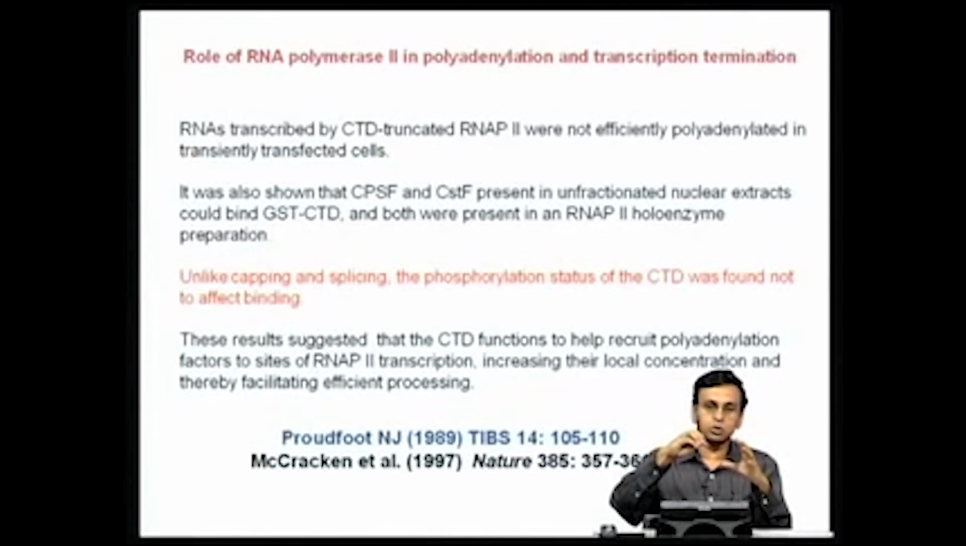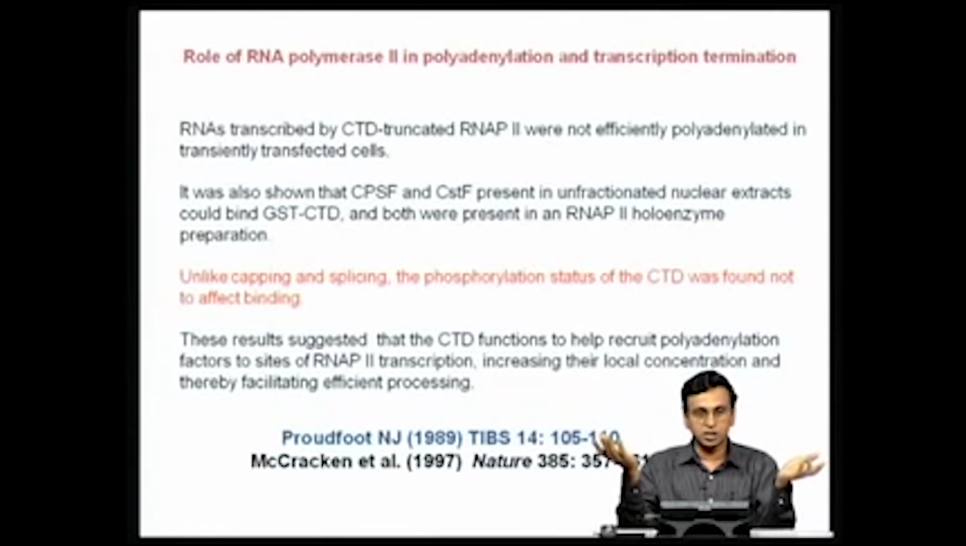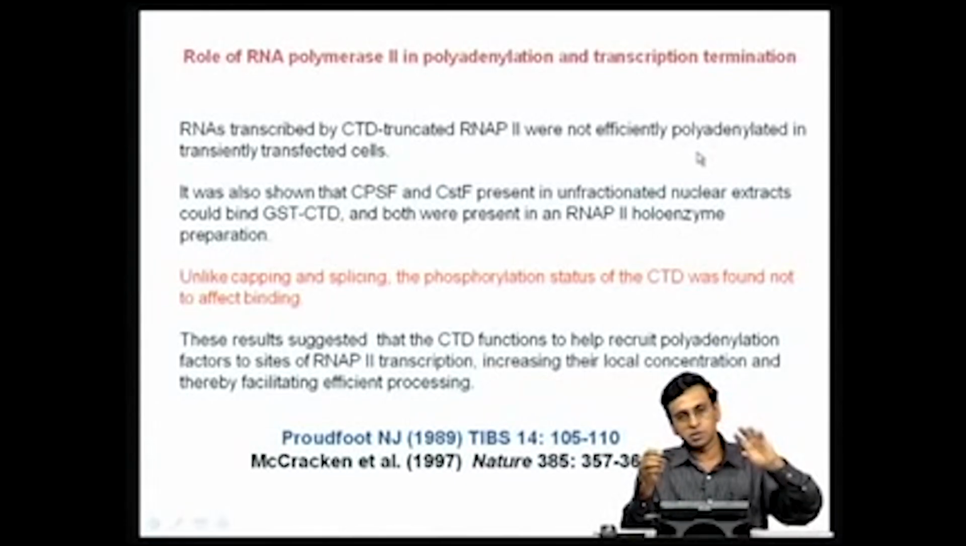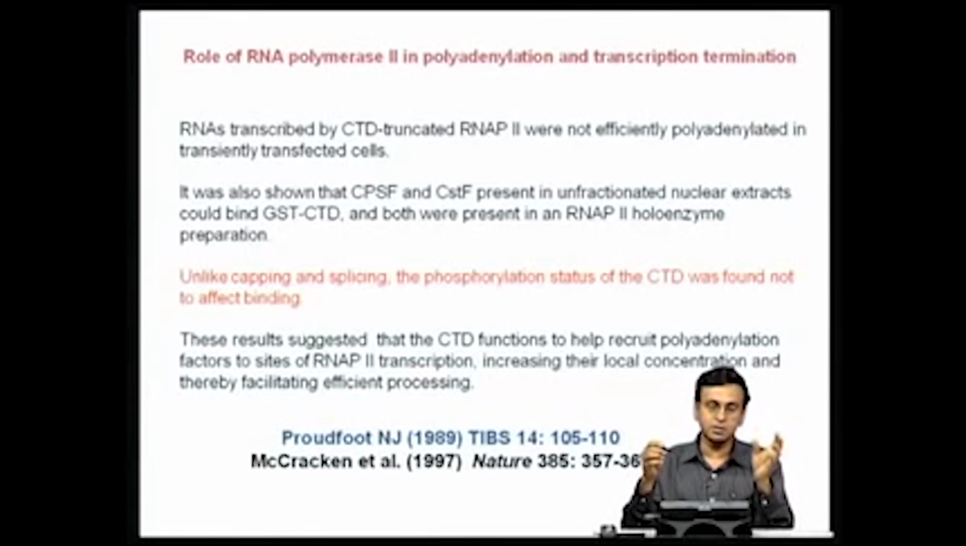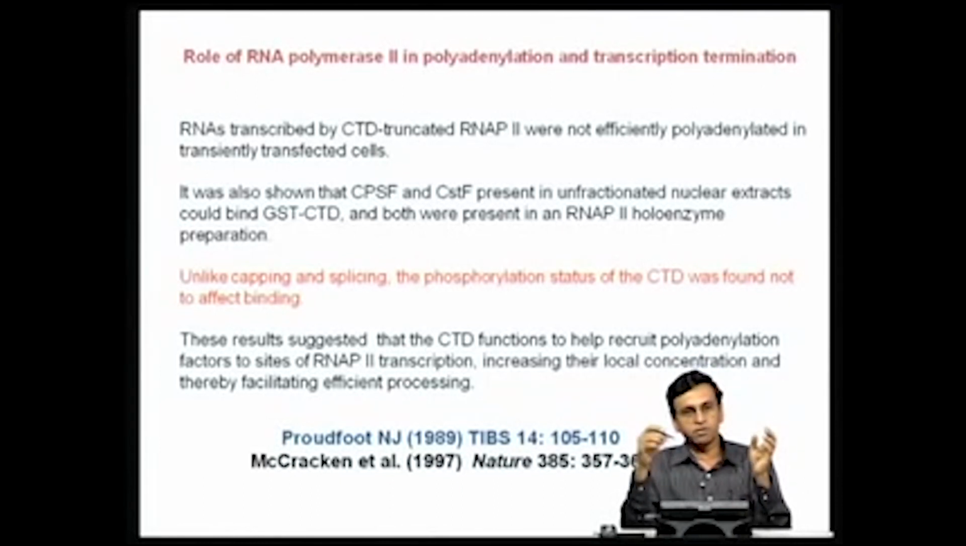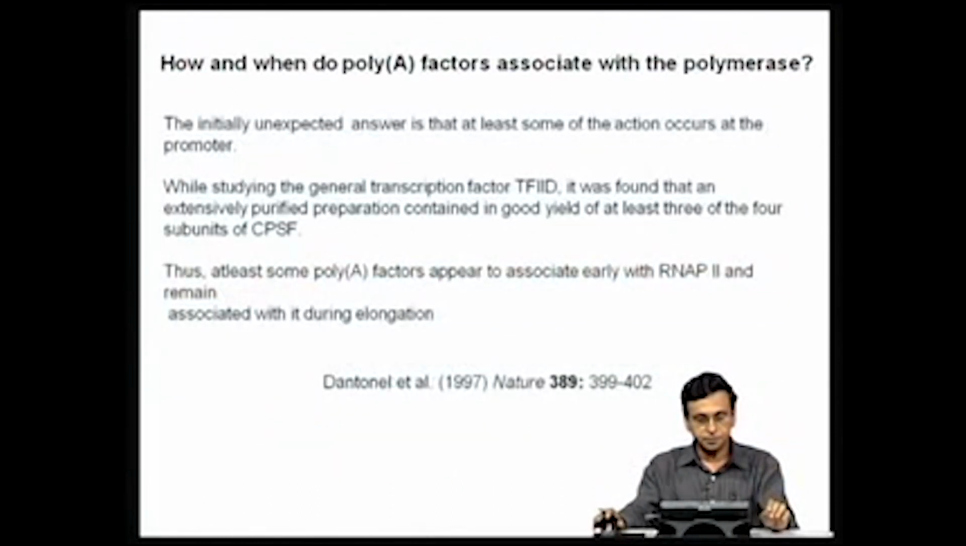And in fact, using such experiments, people have shown that if you have extracts in which the RNA polymerase II CTD or RNA polymerase II is depleted, the polyadenylation efficiency is very low, and if you now put back RNA polymerase II, you see that polyadenylation now takes place very well. So both in vivo experiments as well as biochemical experiments involving protein studies as well as cell free polyadenylation systems demonstrated that the carboxy terminal domain of RNA polymerase II plays a very important role in the efficient polyadenylation process.